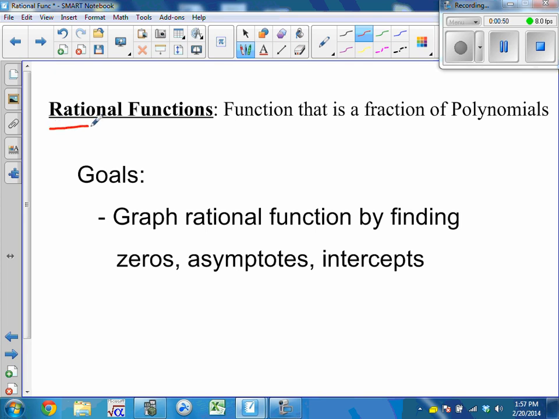So if we think of the same thing, ratio, meaning fraction, it is a fraction of polynomials. So you're going to have a polynomial on the top and a polynomial on the bottom. And what we want to do with these is look at graphing them. So we want to graph these, and we want to find what are called zeros, what are called asymptotes, and what are called intercepts.